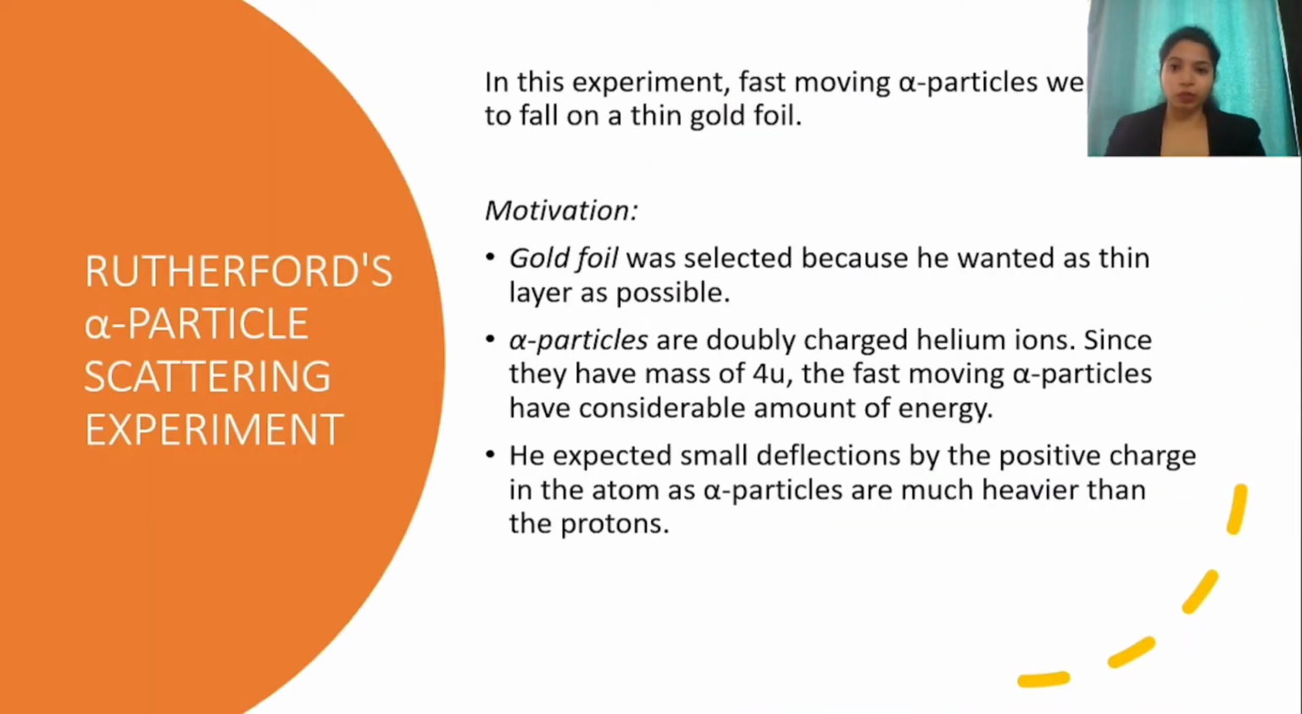Next, we have Rutherford's model. Now, Rutherford's model was based on his alpha particle scattering experiment. So first we will study what that was. In this experiment, fast-moving alpha particles were made to fall on a thin gold foil.